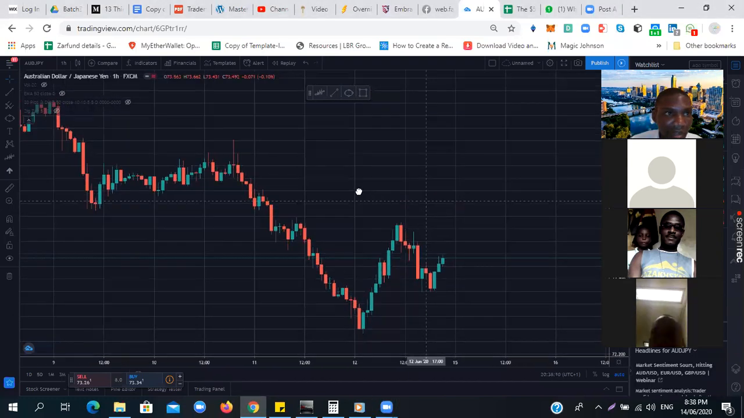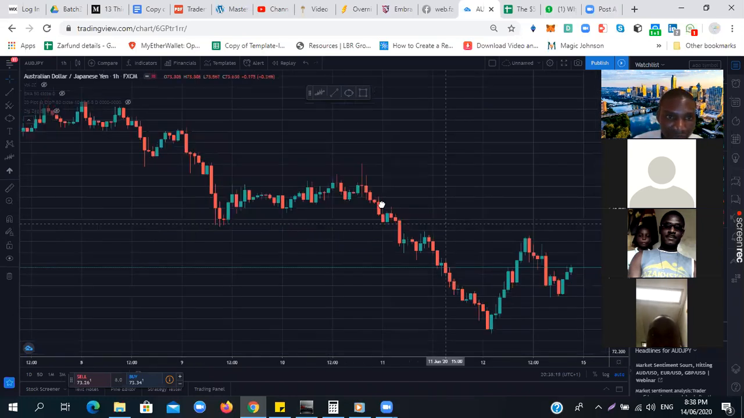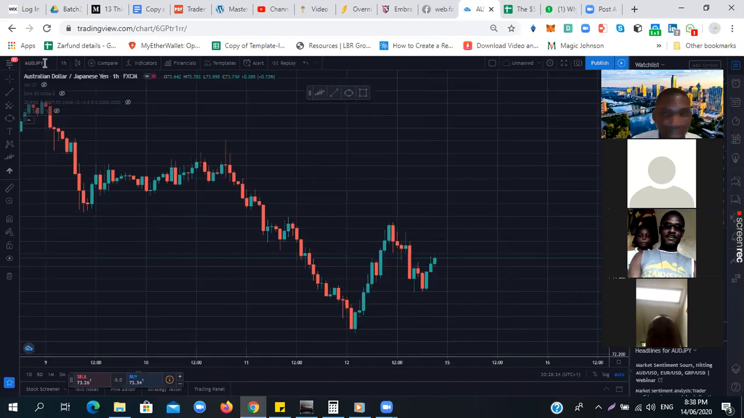So let's look at this. Now, some of those pairs I've already marked up. So I'm looking for a neutral one so we can look into. All right. So look at this right now. Australian dollar versus JPY. Yes, this is AUDJPY. This is Australian dollar versus Japanese yen.